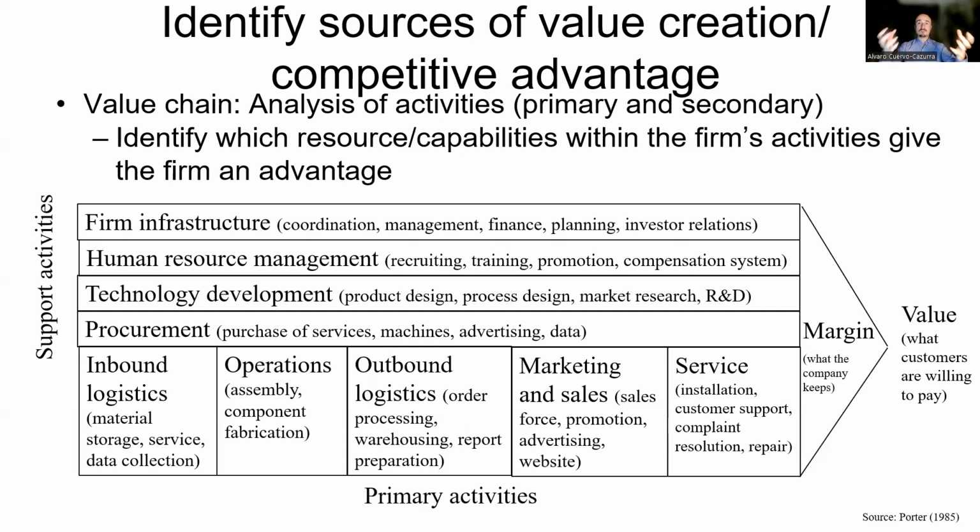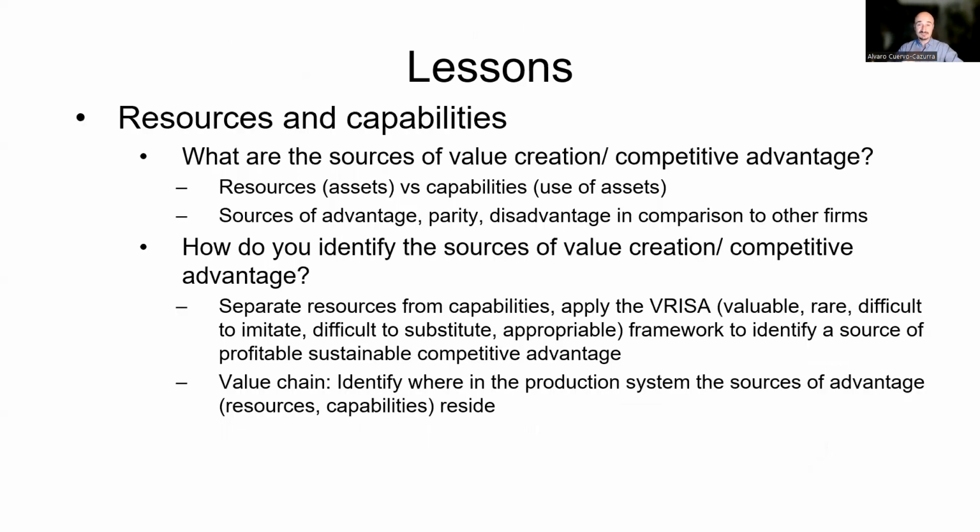The idea is, in comparison to others, can we identify those areas, those resources and capabilities within each of the activities that are going to be VRISA: valuable and rare. They're going to be creating a source of advantage, difficult to imitate and substitute by competitors, and I can capture some of that value. So this is a story. It's relatively abstract, but I think it's useful to understand the story of resources and capabilities as sources of advantage, the assets I have, and then how I use those assets.